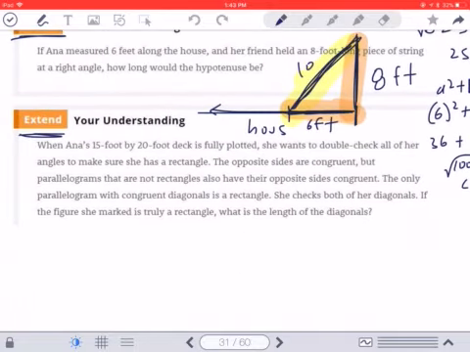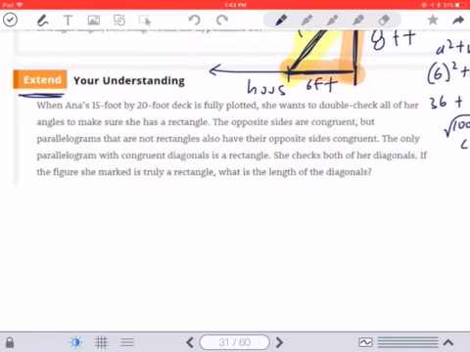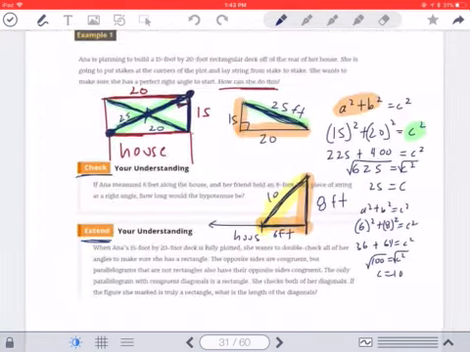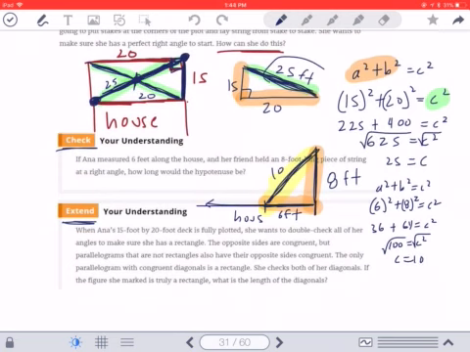Let's move on to the extend your understanding. Again, pause it and see if you can get it. When Anna's 15-foot by 20-foot deck is fully plotted, she wants to double check all of her angles to make sure that she has a rectangle. The opposite sides are congruent, but parallelograms that are not rectangles also have their opposite sides congruent. The only parallelogram with a congruent diagonal is a rectangle. She checks both of her diagonals. If the figure she marked is truly a rectangle, what is the length of the diagonals? Okay, well, we kind of already figured that one out. So the extend your understanding, the answer is 25.